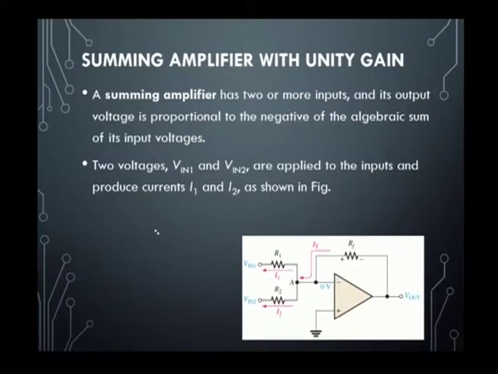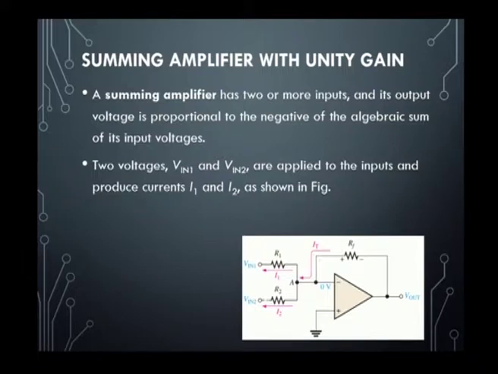The summing amplifier with unity gain: how does the summing amplifier behave with unity gain? Here we consider a summing amplifier with two inputs, Vin1 and Vin2, though we can also consider more. Its output voltage is proportional to the negative of the algebraic sum of the two inputs, that is, Vout is equal to minus of Vin1 plus Vin2.